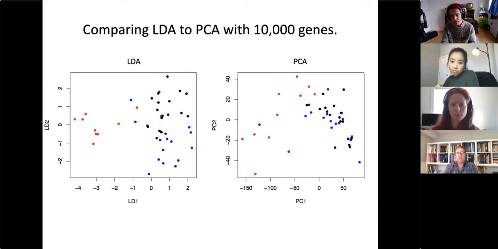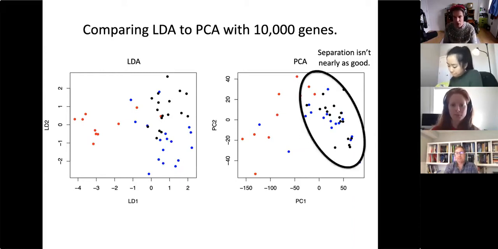Here's what PCA does. Now it takes that same 10,000 dimensional data and reduces it to 2 dimensions, but it doesn't have great separation at all. And it's because PCA isn't even trying to accomplish that. It's just trying to find features that have a lot of variation, and it's trying to find things that are correlated, and it's trying to put those close to each other. It's not trying to find a way to separate things.